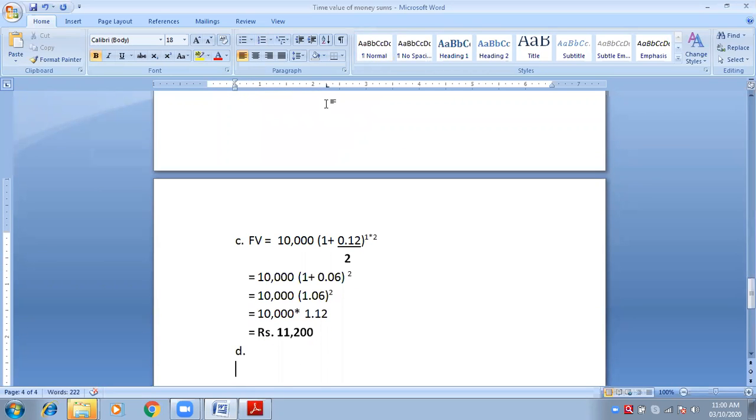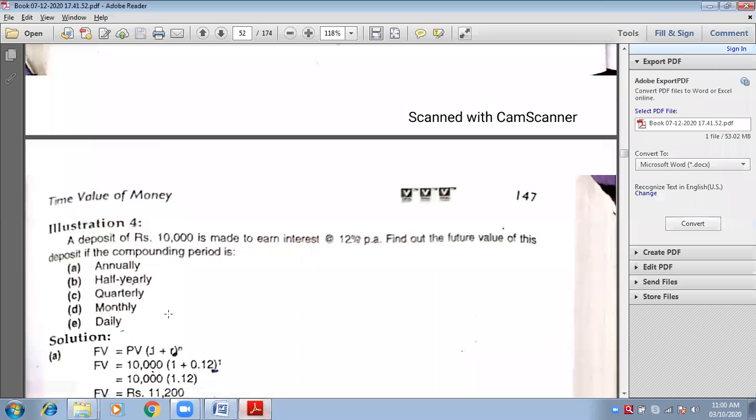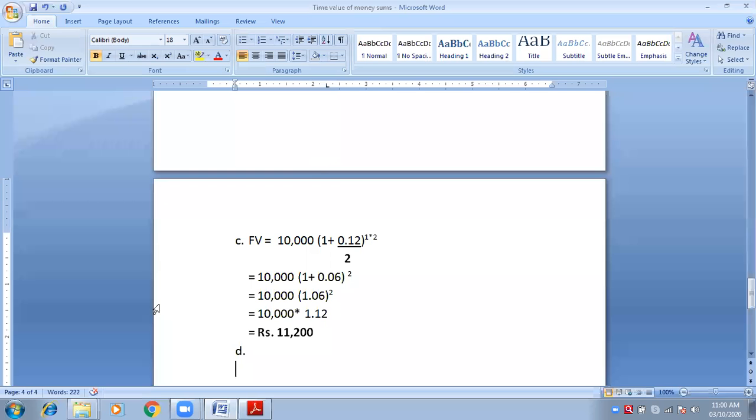Okay. Now case number C says quarterly. So tell me what is quarterly? Why 2 into 4? We are investing it for 1 year only, no? So whatever you have is with 1. 1 into 4. I'm investing for 1 year. So 1 into 4. Here it would be divide by 4.